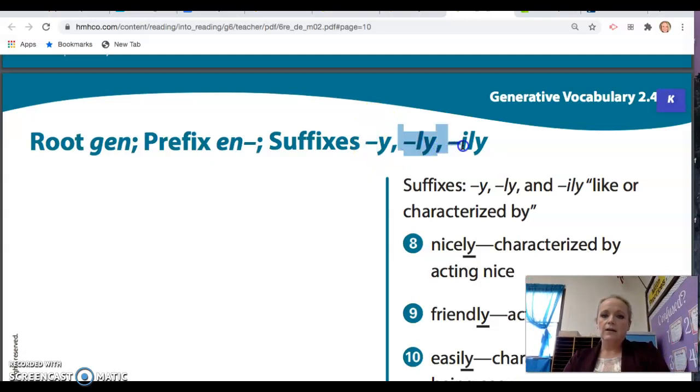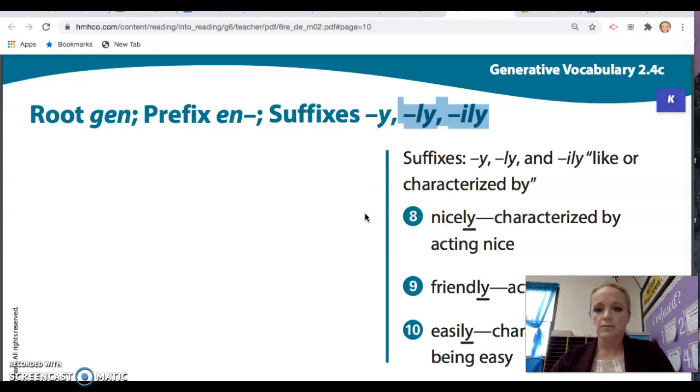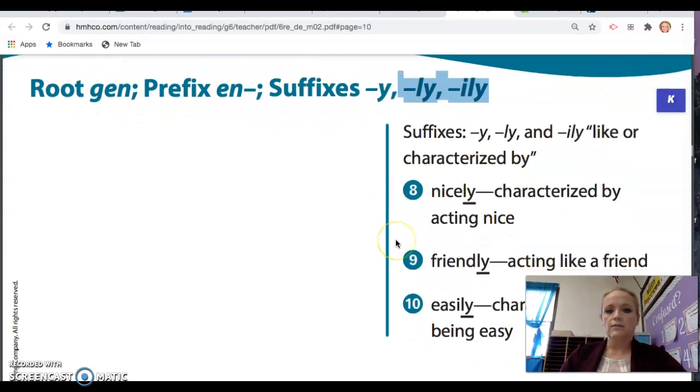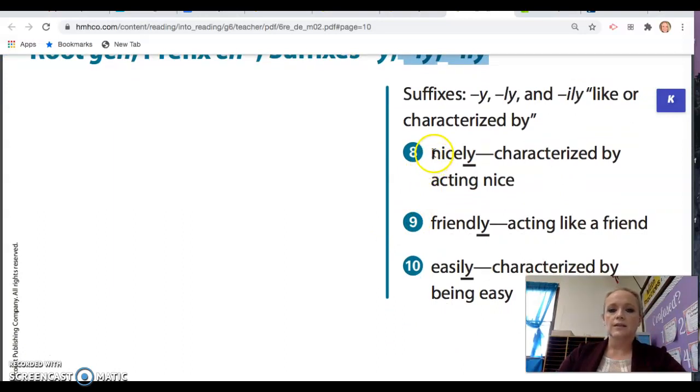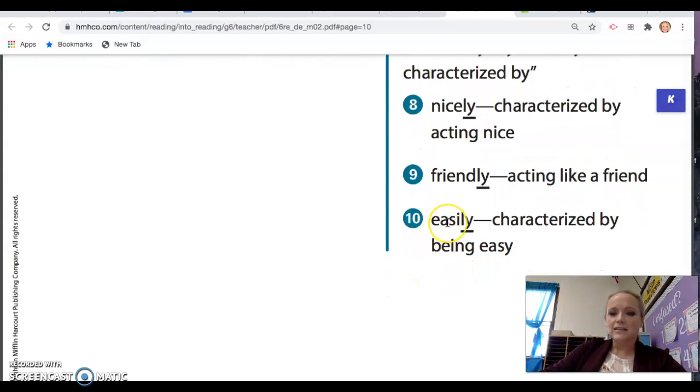When you add ly or ily, then it changes the form of the word to an adverb. It usually describes an adjective or describes a verb or even another adverb. So examples are nicely. It's characterized by acting nice. She nicely suggested we go to the park. Friendly means acting like a friend. She friendly asked me my name. Easily, that is easily done, means it's easy.